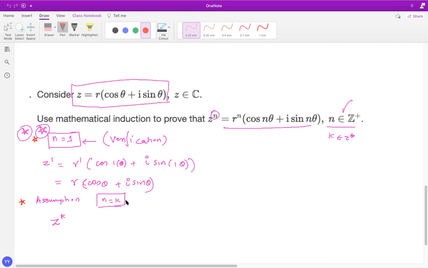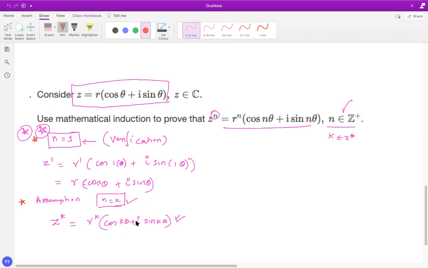So in this case, what we get is z to the power k. Ideally, in this assumption step, what you've got to do is just replace n with k everywhere. That's what it is. So r to the power k cos k theta plus i sine k theta. So this is what I should get, if n equals k is true. So now this is the assumption step.